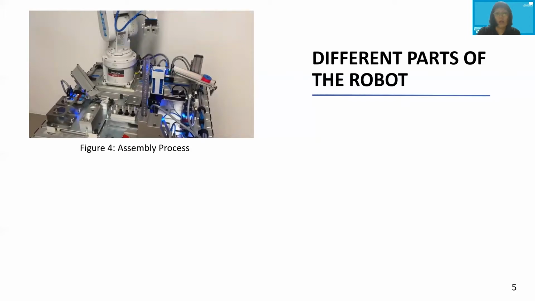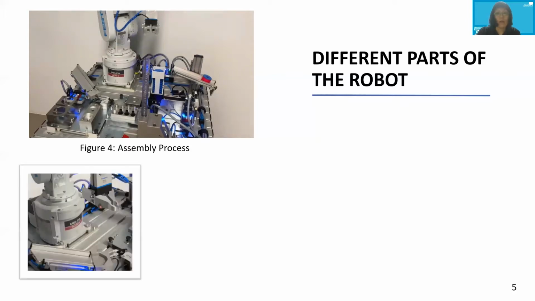Now, I'm going to focus on the initial operating sequence where the robot picks up the workpiece. So how does the robot know that there is a workpiece? Well, there's a sensor at the retainer. So when the sensor senses that there is a workpiece, the robot arm will know.